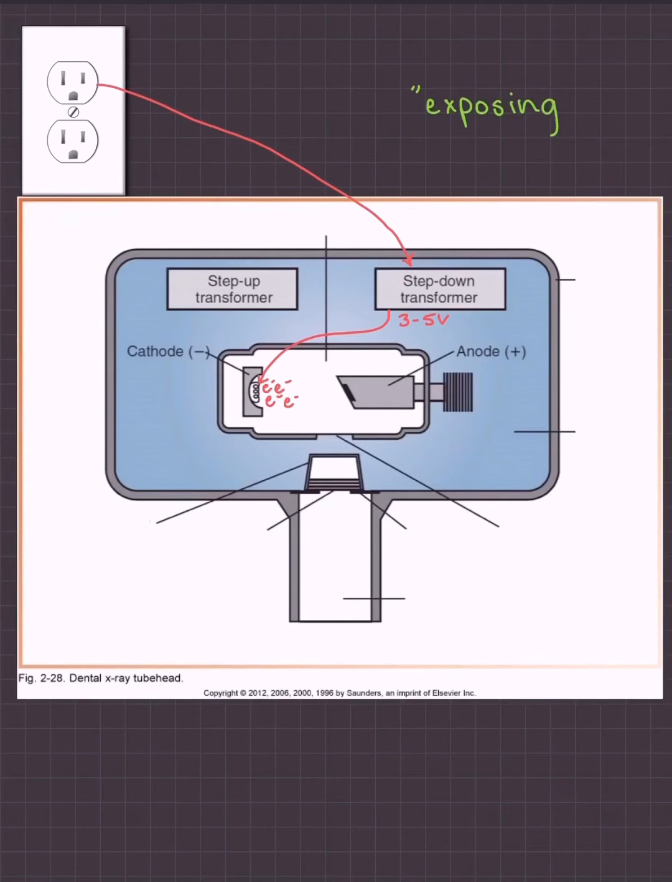The exposure button is pushed and the high voltage circuit is activated, accelerating the electrons across the tube to the anode, less than half an inch. The molybdenum cup directs the electrons to the tungsten target in the anode. When the electrons strike the tungsten target, their kinetic energy is converted to X-ray energy and heat. Less than 1% of the energy is X-ray and the other 99% is lost as heat which is absorbed by the insulating oil in the tube head.